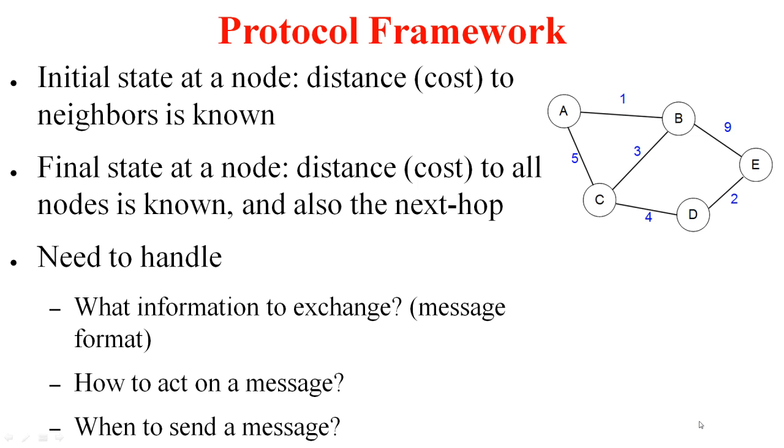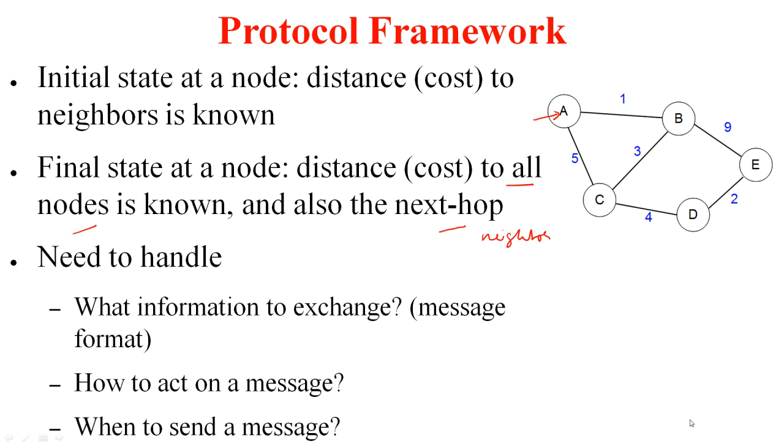So this is how the algorithm works. To begin with, a given node knows the distance or the cost just to its neighbors. So that's the state at which each node begins with. As the algorithm iterates, a node gets to know the distance to all the nodes in the topology. Not only this, it also knows to reach a given destination, what is the next hop.